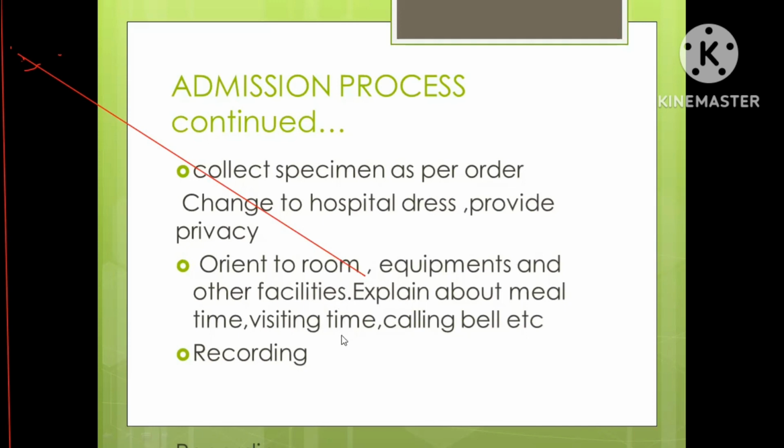Explain about meal time, visiting time, calling bell, etc. The patient may be new to the hospital, so we have to explain what the meal time is, what the lunch time is, what the dinner time is, and the visiting time. Every hospital has a particular visiting time, so we have to explain it to the patient and the relatives. And the calling bell. Most hospitals have a calling bell near the patient's side. So if there is a calling bell, we have to explain it to the patient. Then only they can use it.